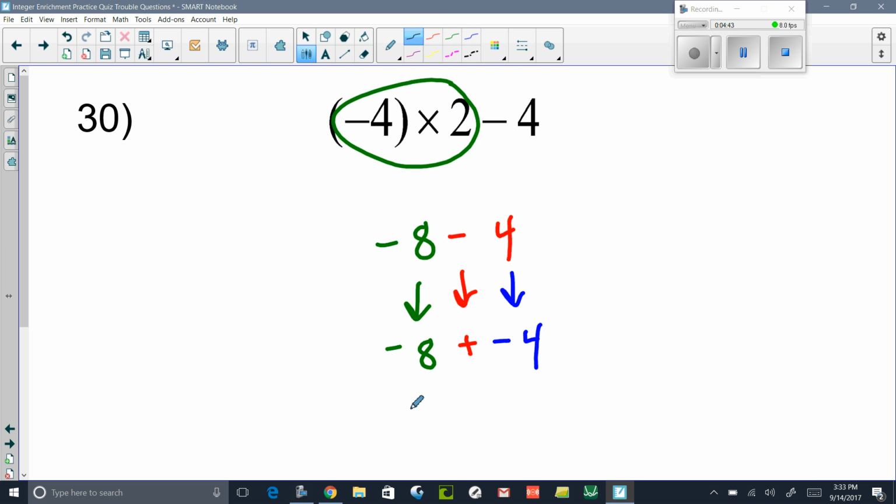Signs are the same once again. We have a negative plus a negative. So signs are the same. We find the sum. It's kind of the general rule. Negative 8 plus negative 4 is negative 12.